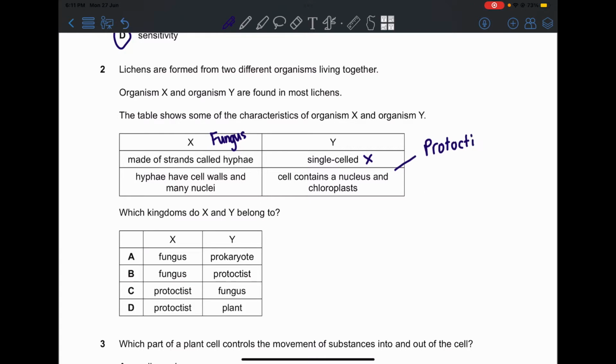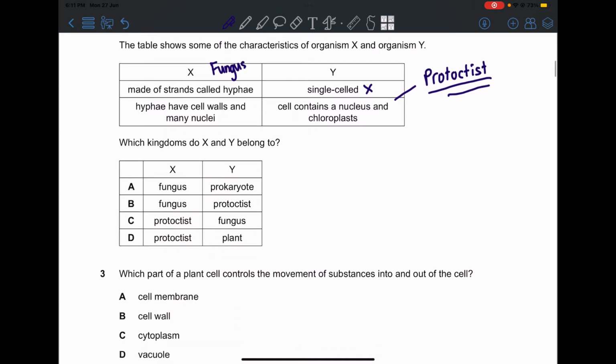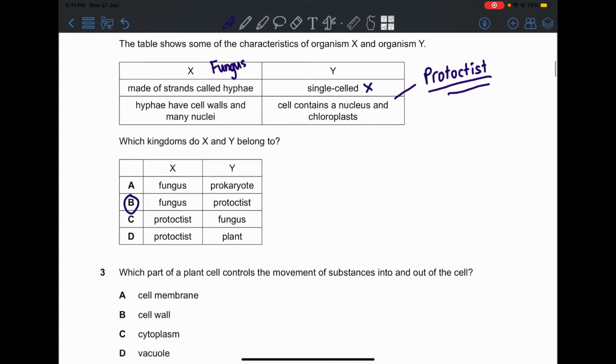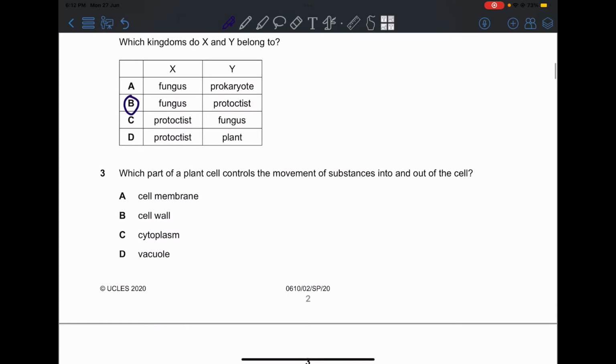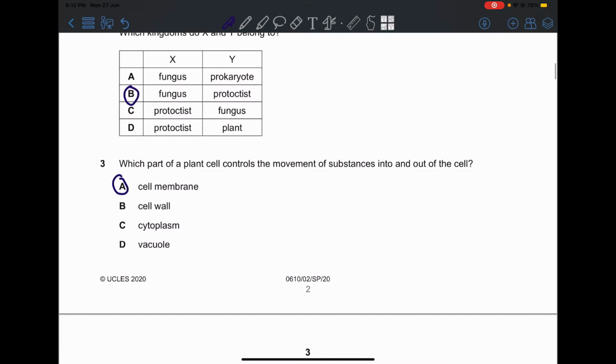We also know that protoctists can have animal or plant cell characteristics. So they can have a cell wall and everything for the plant, and they may also have characteristics of animal cells, such as a nucleus and cell membrane and things like that. So this is the protoctist, and our answer is going to be B. Number 3, which part of a plant cell controls the movement of substances into and out of the cell? Now this is, of course, the description of the cell membrane, so our answer is going to be A.